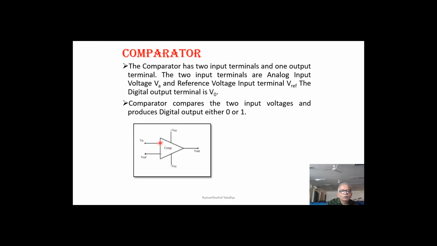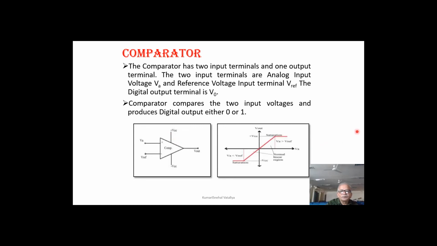And to run this comparator, it has to be powered by plus minus VCC, because on the negative side also you can have an output, and plus. So you need a dual power supply for a comparator. This is the hysteresis type of diagram of a comparator output.